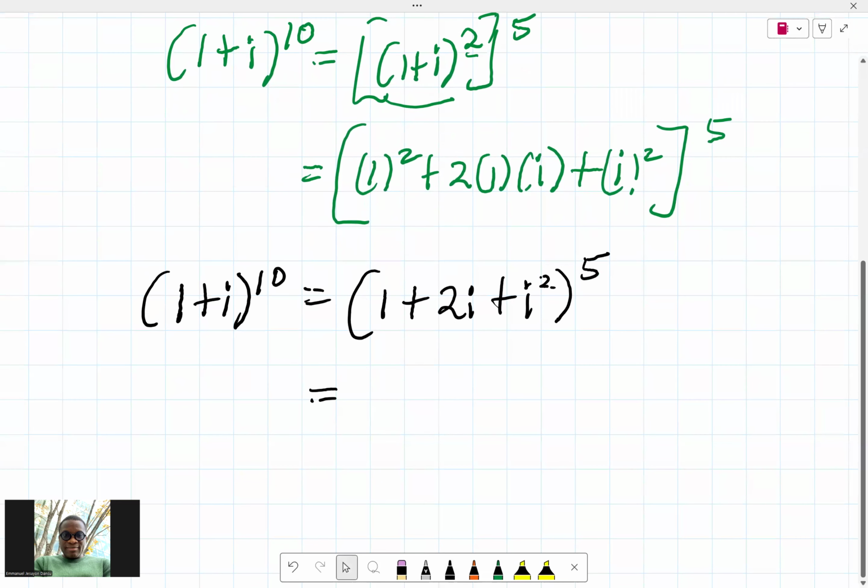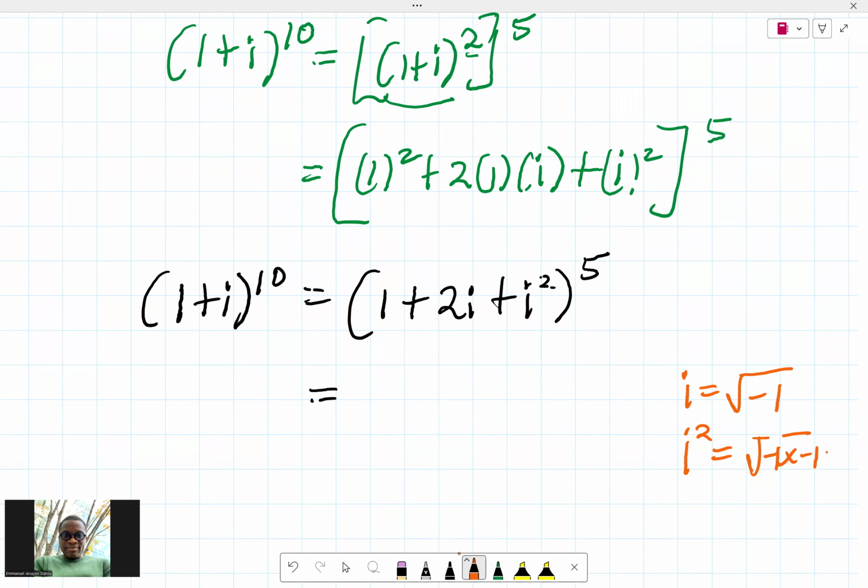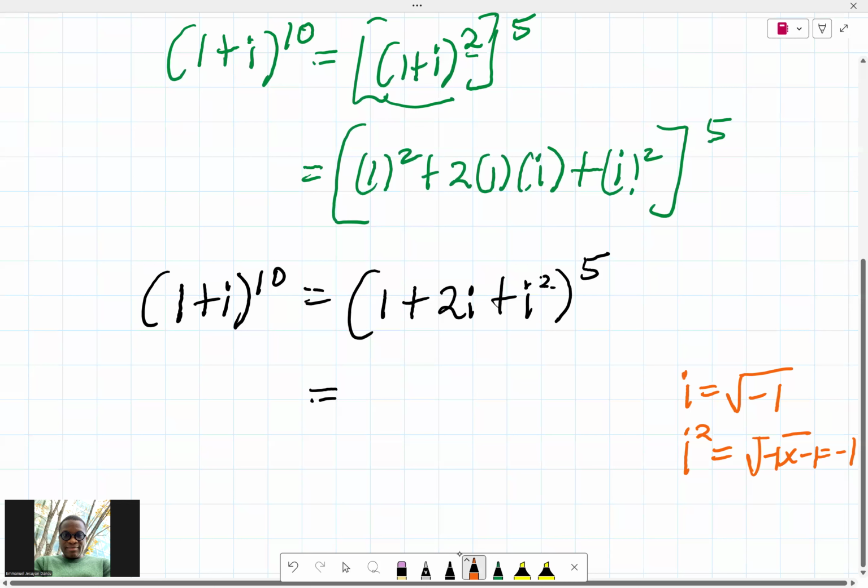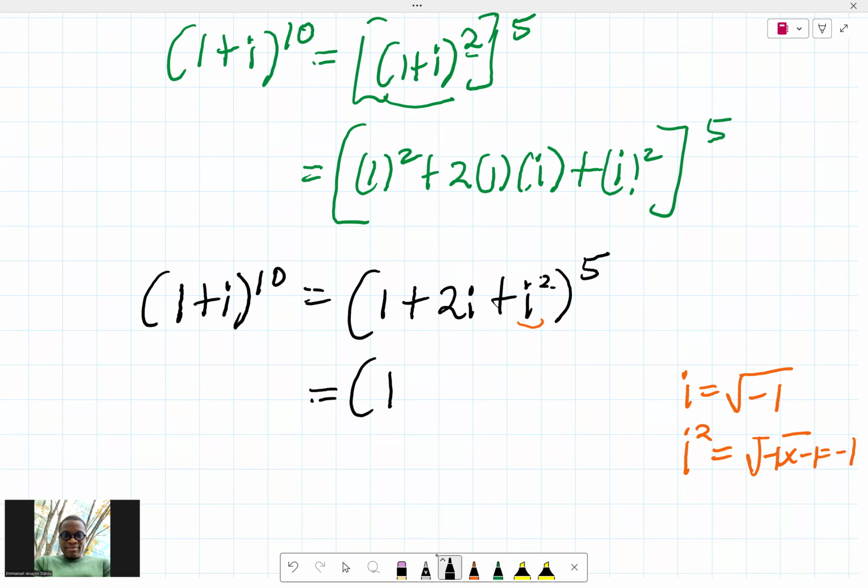So next, you can tidy things up. We know that i is equal to square root of minus 1. So i squared will be square root of minus 1 times square root of minus 1, that's like square root of minus 1 times minus 1, so that's simply minus 1. So i squared is equal to minus 1. So you can just come back and say that this is 1 plus 2i, then plus minus 1, so I can just write minus 1 straight, all of that raised to power 5.